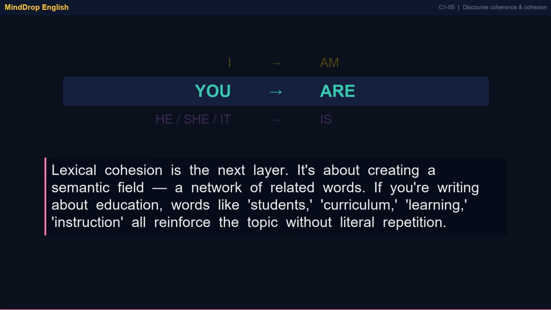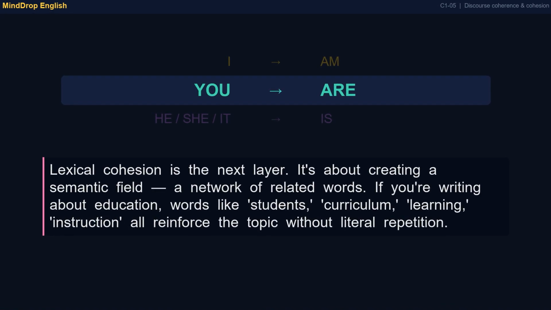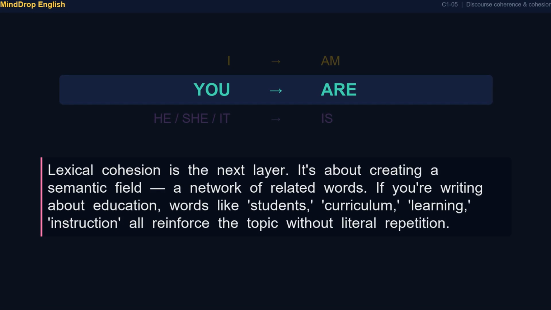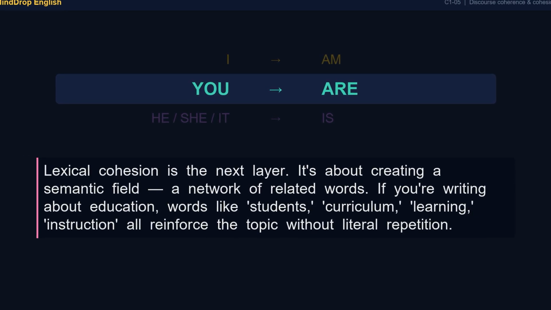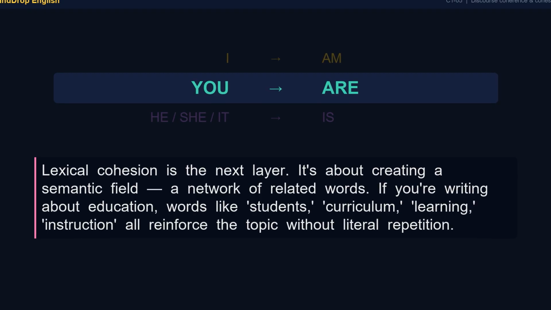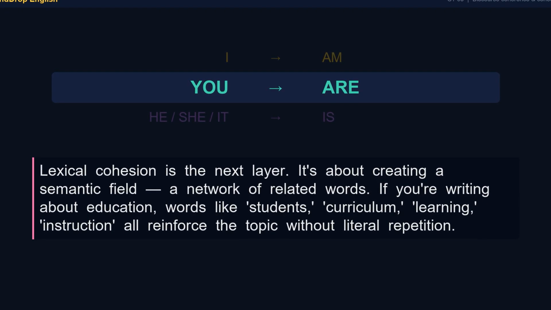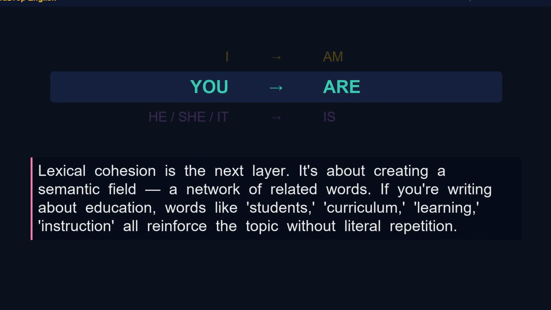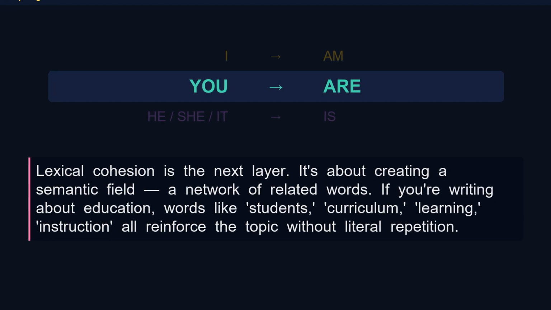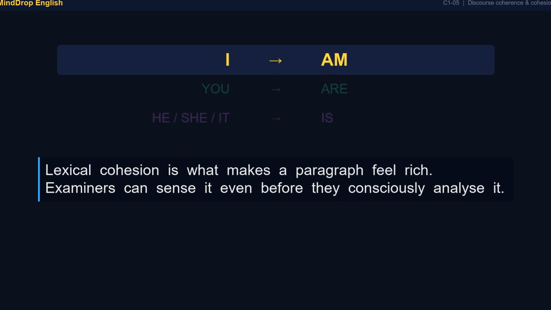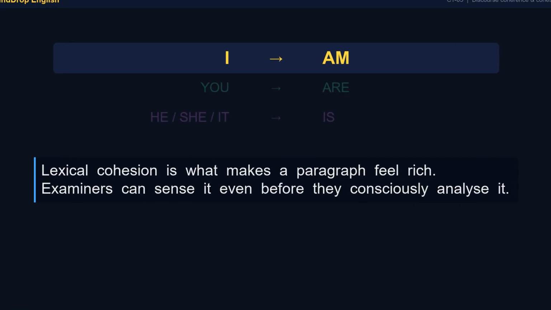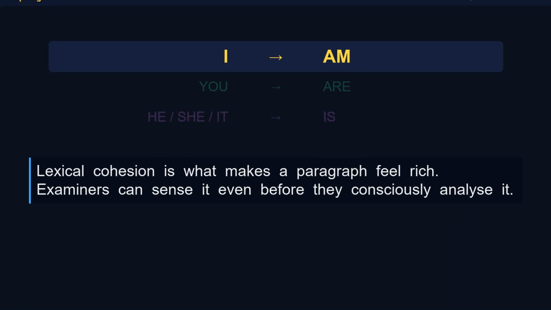Lexical cohesion is the next layer. It's about creating a semantic field, a network of related words. If you're writing about education, words like students, curriculum, learning, instruction, all reinforce the topic without literal repetition. Lexical cohesion is what makes a paragraph feel rich. Examiners can sense it even before they consciously analyze it.